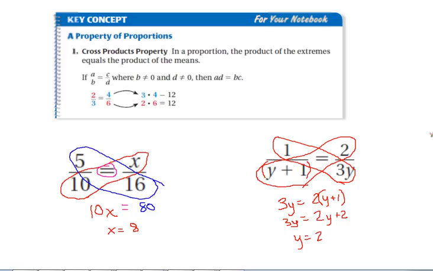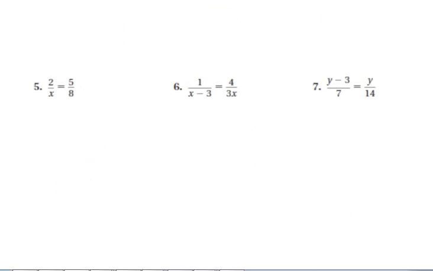This is one of the first properties that we're going to be using. I would suggest getting these into your composition book, both this property and the properties that are going to be coming up in the next few slides of this flip chart in this video today. Alright, so you remember how to do those. Here's a couple more that you can practice really quickly.